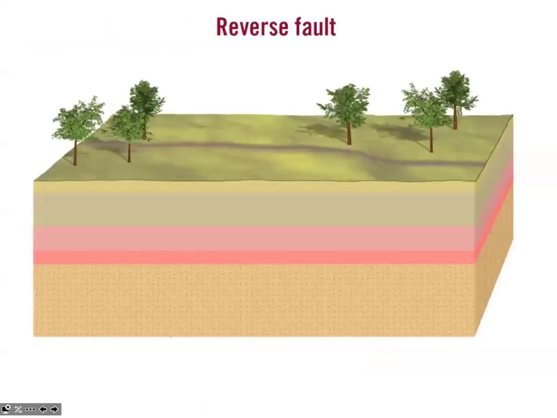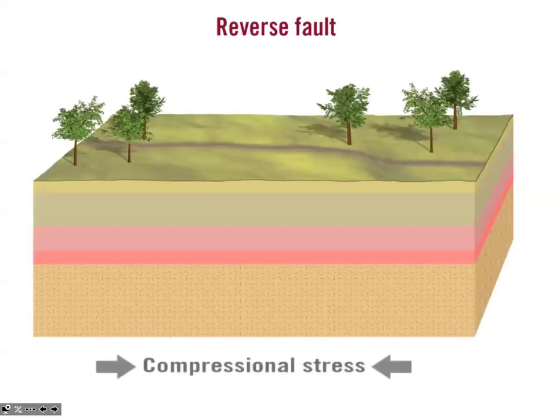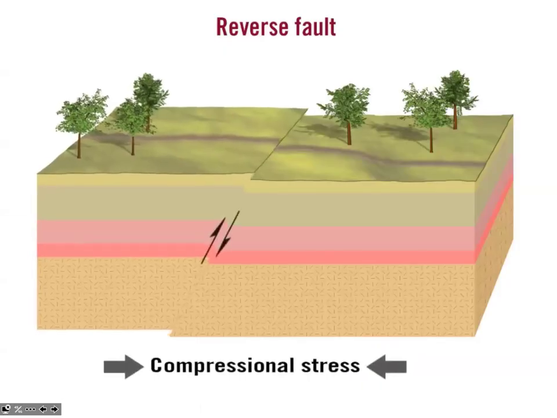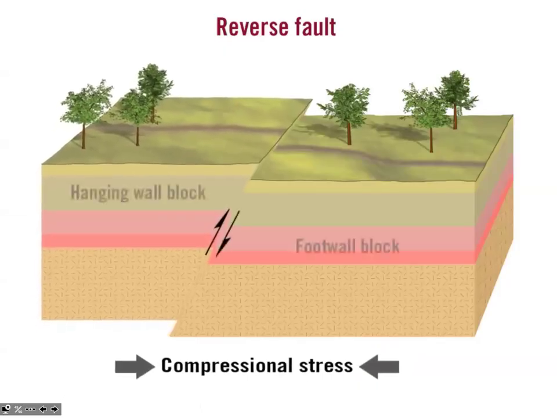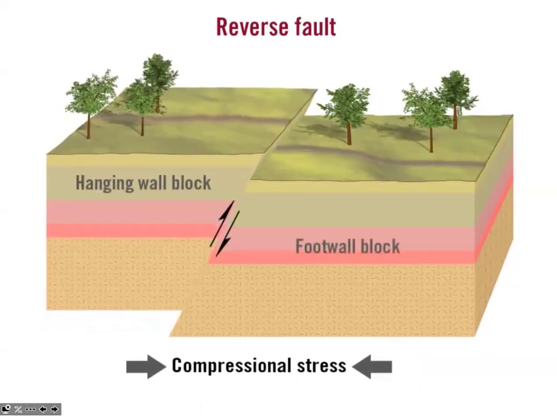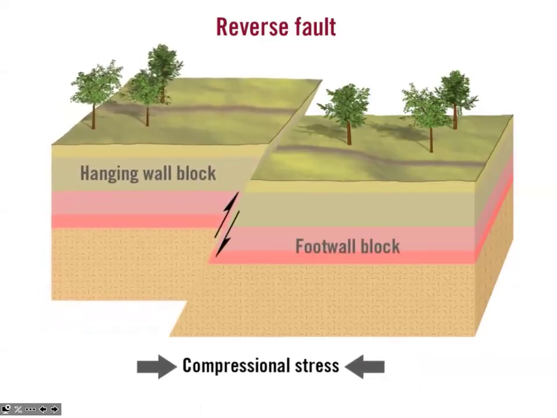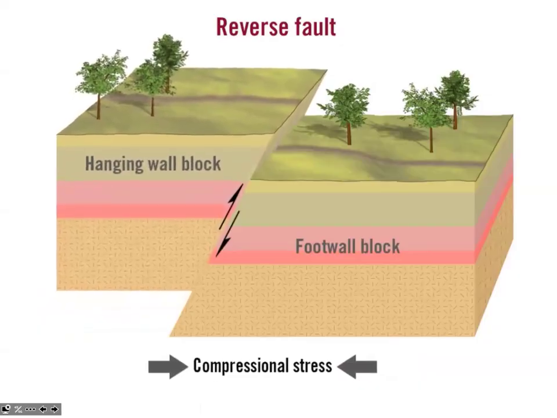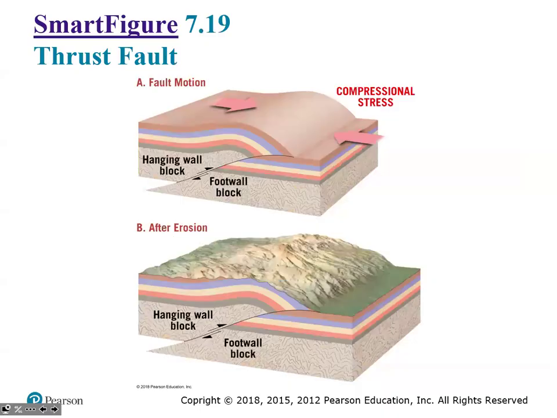So here's a reverse fault. A reverse fault is a type of dip-slip fault in which the hanging wall block moves up relative to the footwall block under compressional stress. So that's the reverse fault. That shows what's actually happening. And then a thrust fault is a very shallow reverse fault where you can get older material on top of younger material.